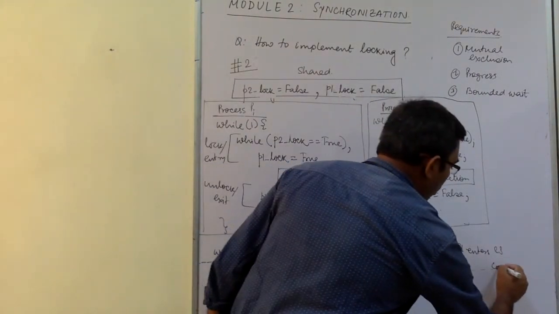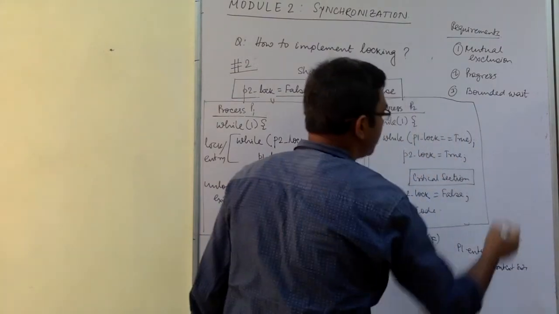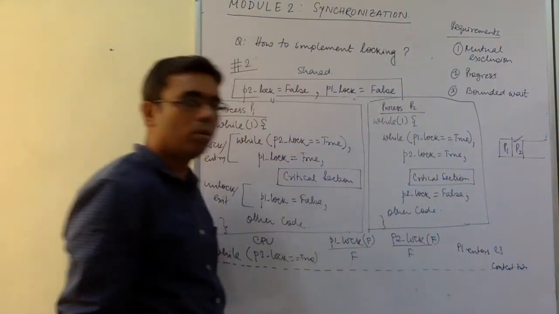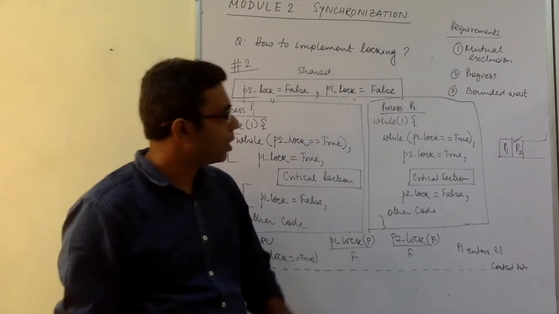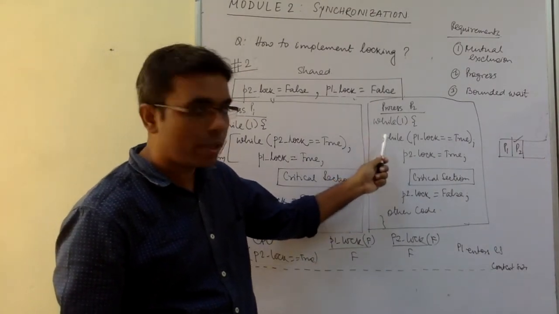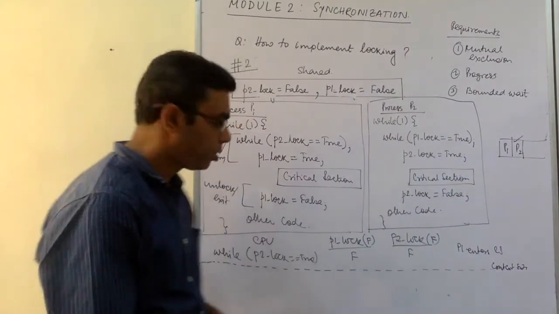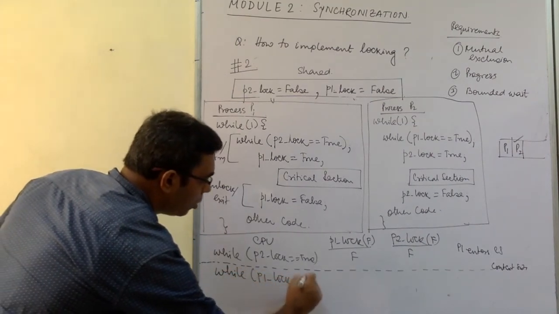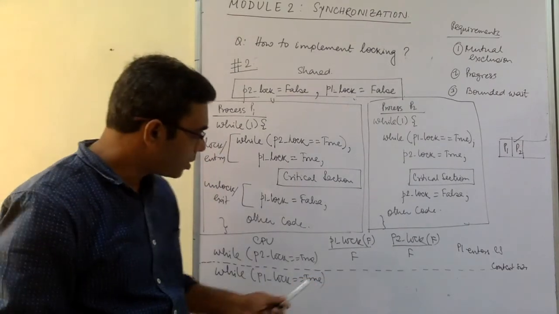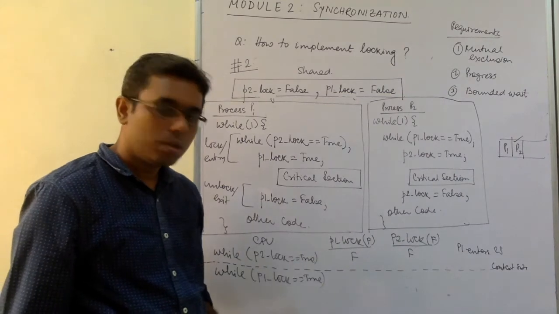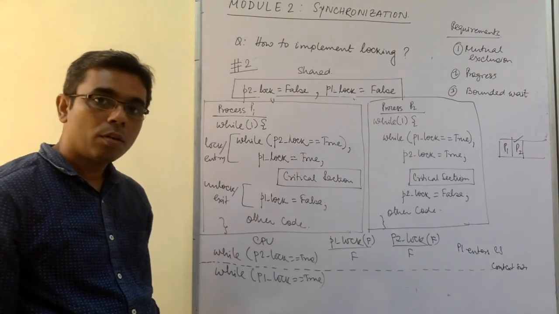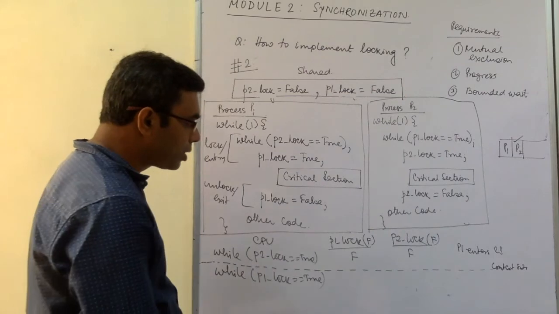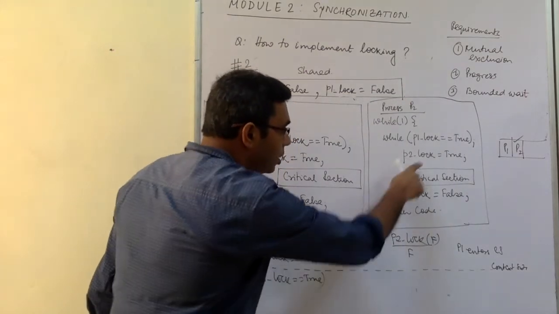You have a context switch, which means your scheduler has taken P1 out and has now allowed P2 to get executed. So P2 starts executing. P2 also wants to enter the critical section, and it will execute this line: while P1 lock equal to true. What was the initial value of P1 lock? It was false. So this condition will also be false. If it is false, it will fall through this line.